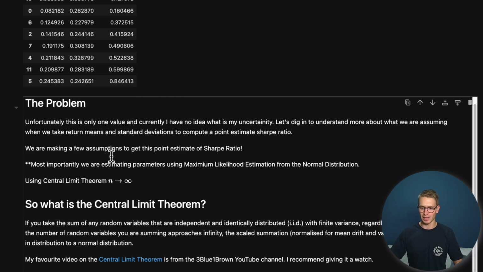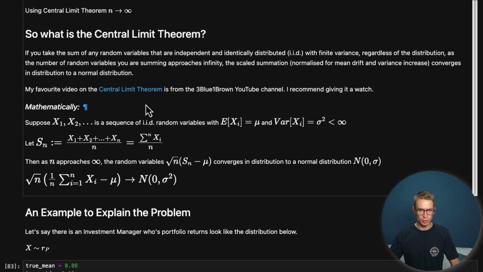So we're going to explain how that works now. So what is the Central Limit Theorem? Well, essentially, the central limit theorem says that if you take any sum of random variables that are independently and identically distributed (IID) with a finite variance, regardless of the distribution, as the number of random variables you are summing approaches infinity, the scaled summation, normalized for the mean drift and the variance as you start adding up these variables, converges to the normal distribution.